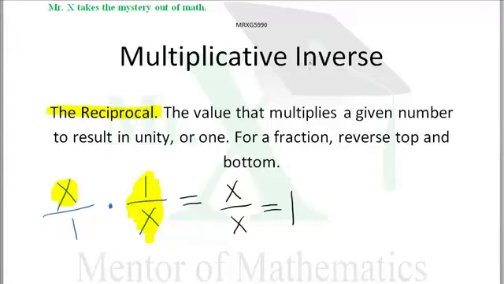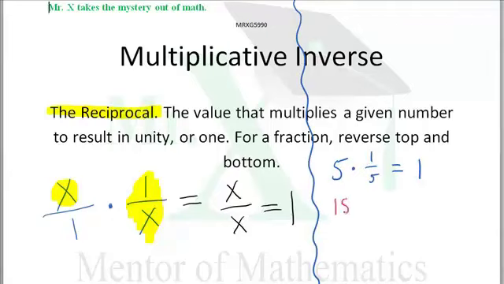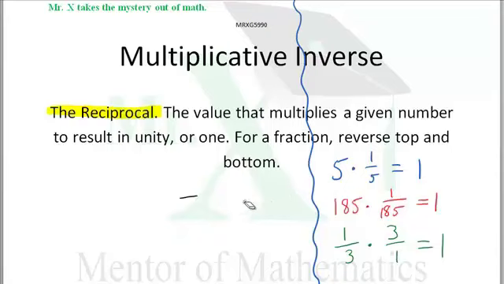A couple numerical examples here. 5 times 1/5 equals 1. 185 times 1 over 185 equals 1. This is the multiplicative inverse of this, and this is the multiplicative inverse of this. We could start with the 1 over. 1 over 3, that would be a third, times 3. Well, of course that's 1. 3 thirds.